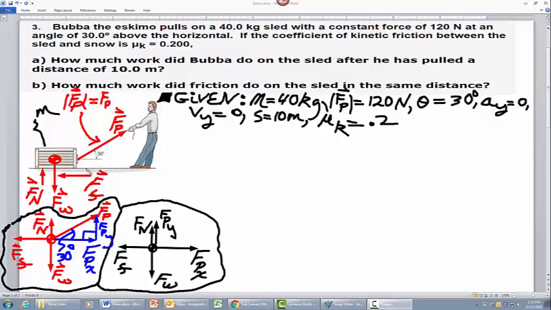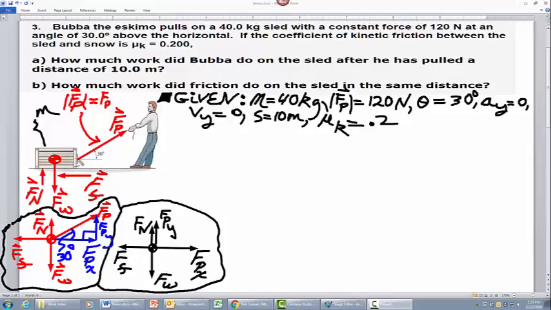Since the sled is moving over a horizontal surface, it is moving neither upwards nor downwards, and so its acceleration in the y direction is 0. Its velocity in the y direction is also 0. The displacement is 10 meters, and the coefficient of kinetic friction is 0.2.